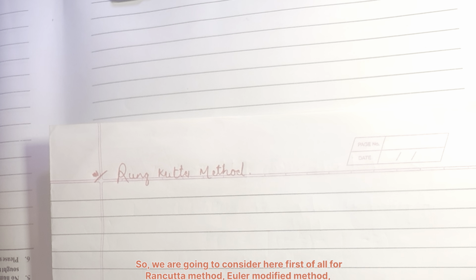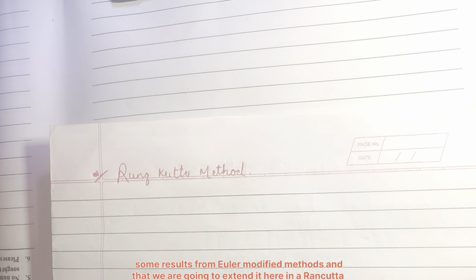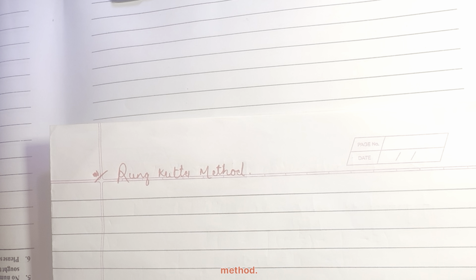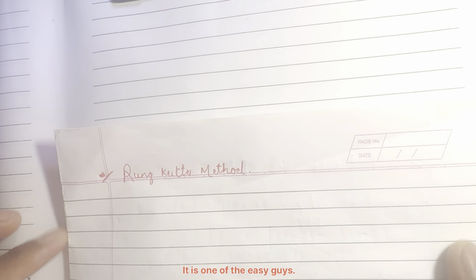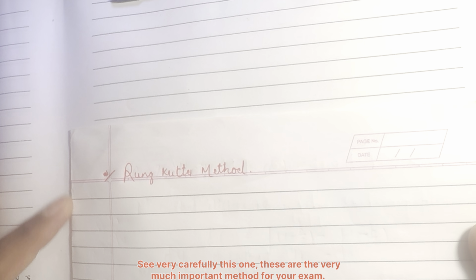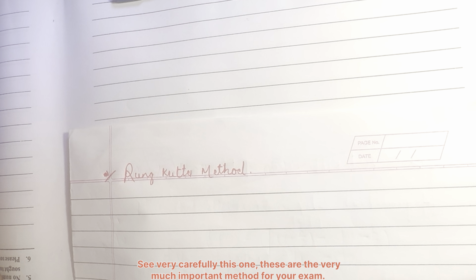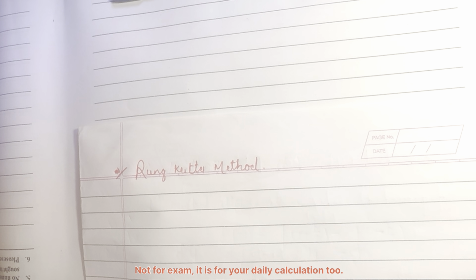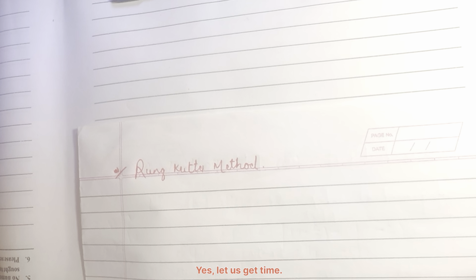So we are going to consider first of all some results from Euler's modified method, and we are going to extend them here into the Runge-Kutta method. So let's get into today's Runge-Kutta method. It is one of the easy ones. See this very carefully. These are very important methods for your exam. Not just for exams, they are for your daily calculation tools. Let's dive in.